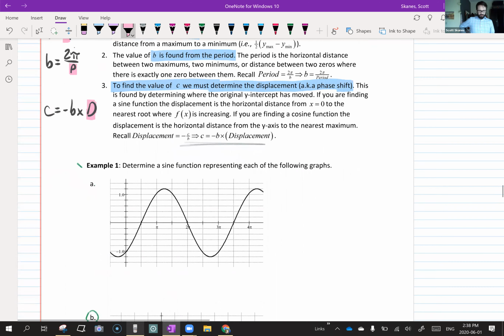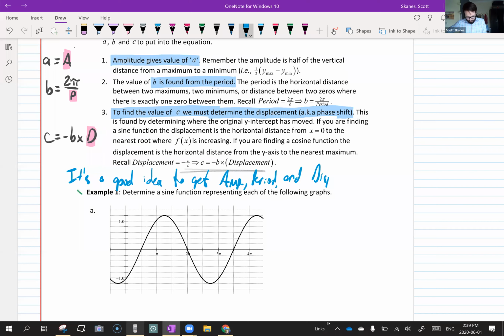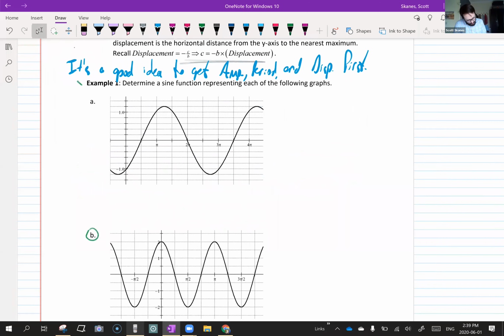Example 1. I'm assuming you have this all written down, and maybe I'll give you one last piece of advice. It's a good idea, in fact probably the best idea, to get amplitude, period, and displacement first. Once you have those three things, you can get the A, B, and C, and use those to make your equation. So again, we want to determine a sine function to represent the following graph.